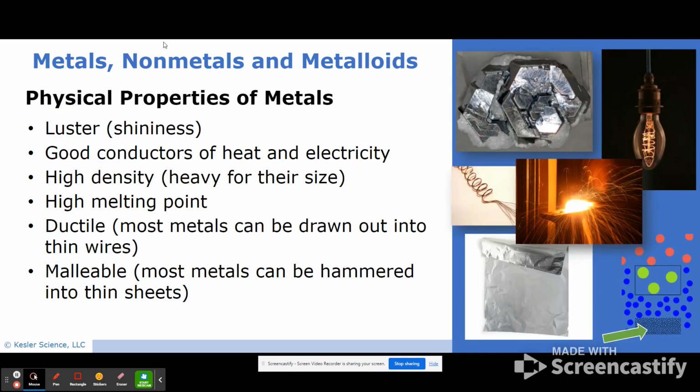All right, so some physical properties of metals. All metals have luster. They're shiny. All metals are good conductors of heat and electricity. You know that. Metals get hot. Electricity moves through metals. They're high density. That means they're heavy for their size. So this would be very dense. This is super dense metals. This would be less dense. It wouldn't be very heavy for its size. Again, this one's not very heavy. Most dense. And then second most. They have a high melting point.